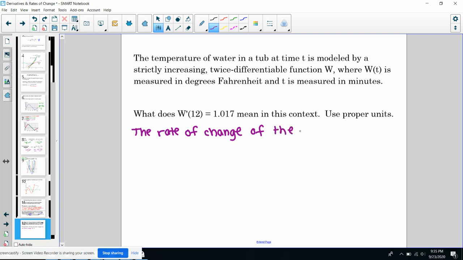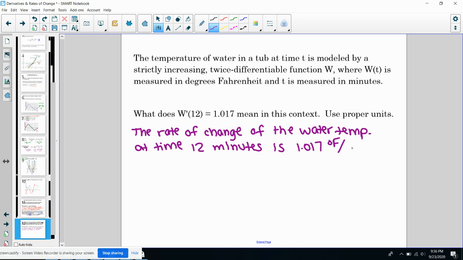the water temperature, I'm just going to put water temp, at time 12 minutes, right, because that's our x value, is, and our y value is this 1.017. And the units, the y units, so y is the temperature, so the units for that is degrees Fahrenheit divided by our x units, which is our time, so in this case it's minutes. Okay, so we could say the rate of change of the water temp at time 12 minutes is 1.017 degrees Fahrenheit per minute. That is perfectly all right to say.